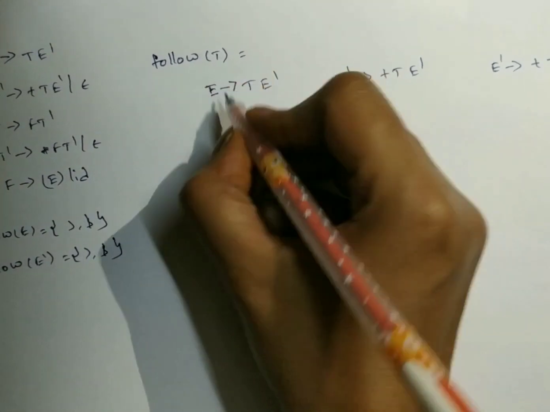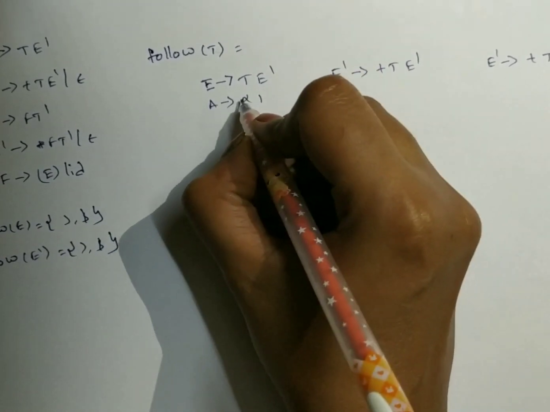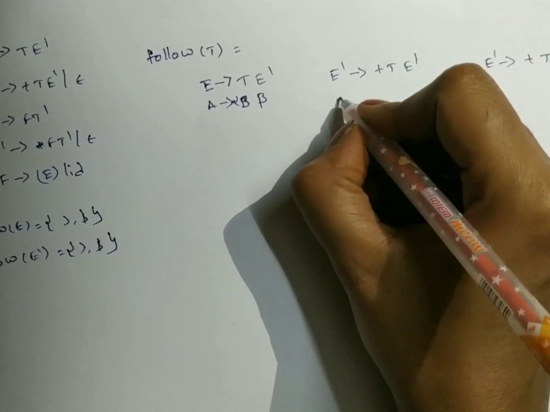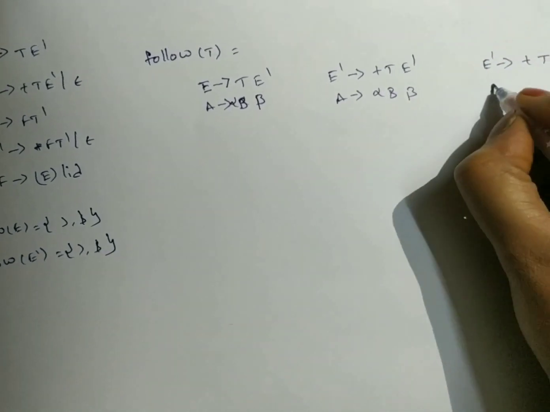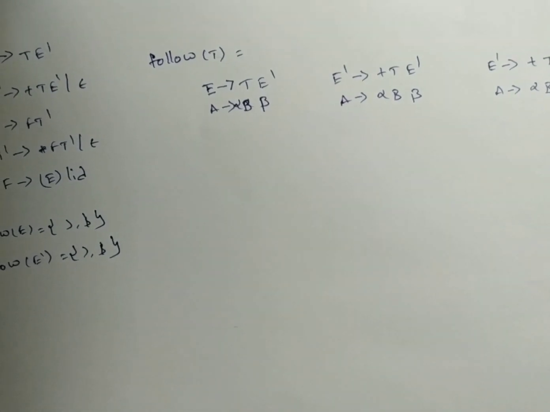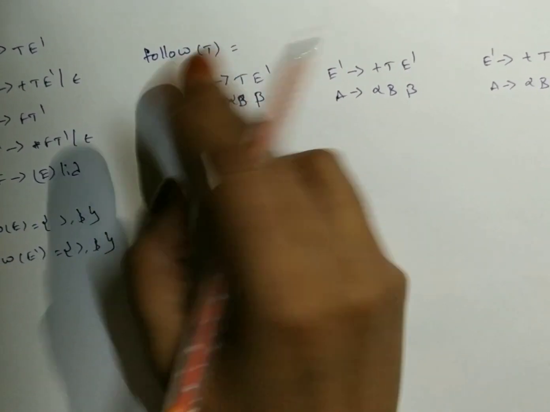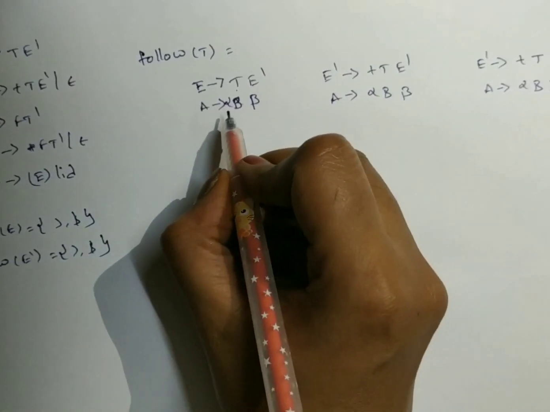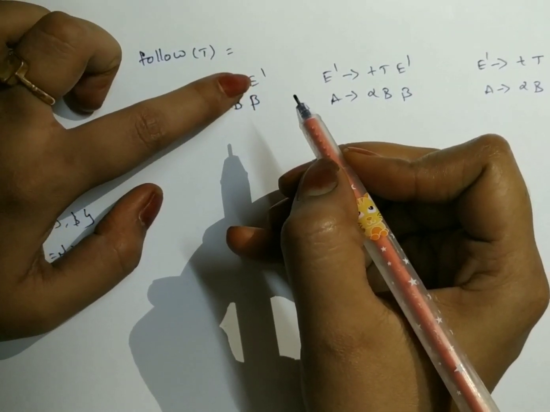See, I am considering the same formula, A derives alpha B beta. As we have discussed, B represents the value which we are finding the follow of. So T represents B. See, here we don't have the alpha value, but we have a beta value. Beta represents E dash.